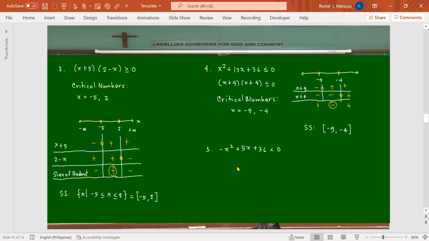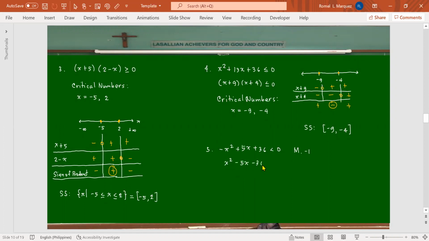What is the factored form? Is it factorable? Yes. What you do so that you can easily factor it, always begin with a positive coefficient for the quadratic. You multiply by negative 1. What is this now? Positive.